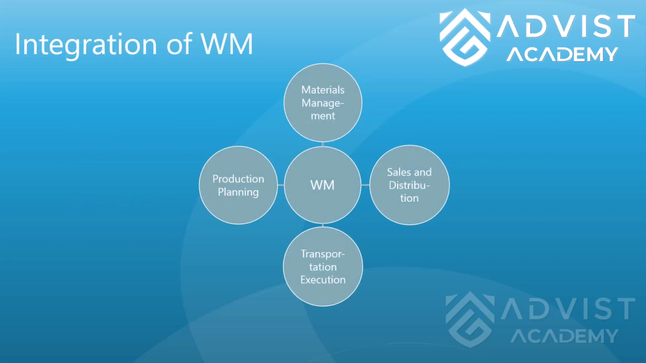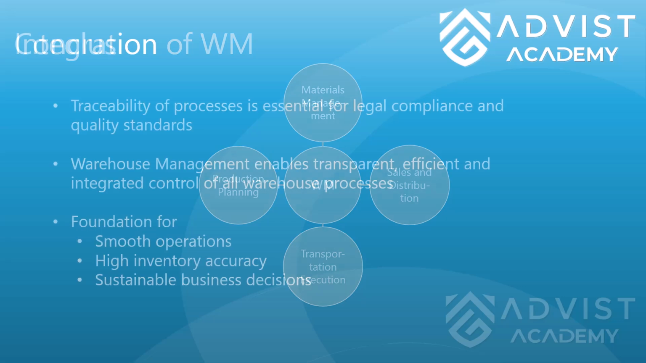Another central aspect is the integration with other modules within SAP. The warehouse management system is closely linked with materials management, production planning, sales and distribution, and transportation processing. This integration ensures that all business areas always have access to up-to-date and consistent data.